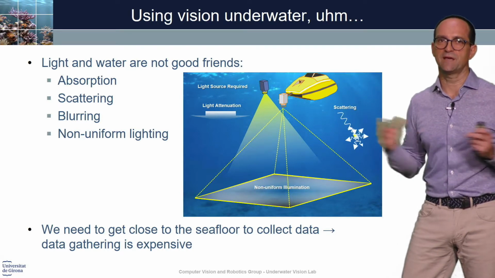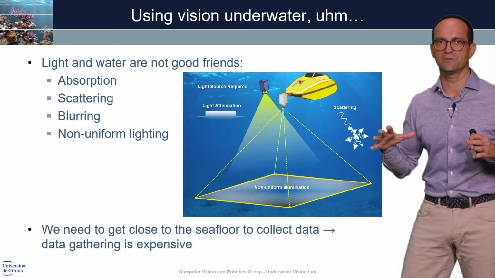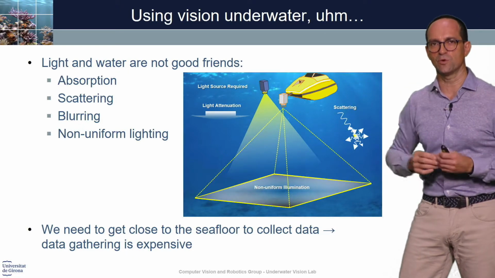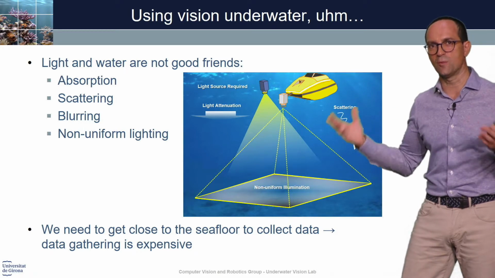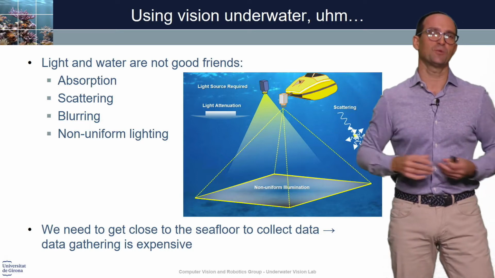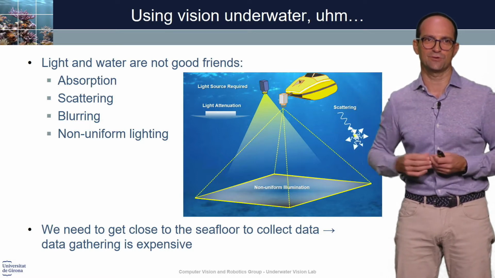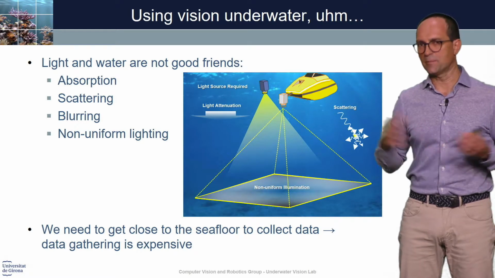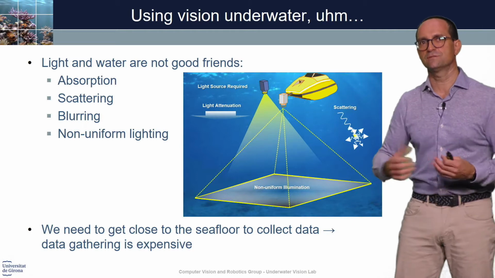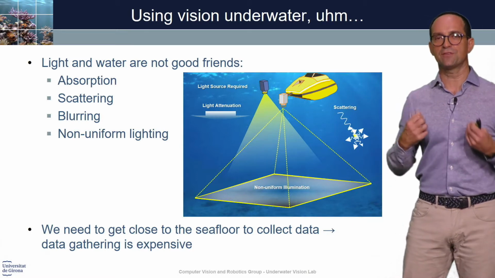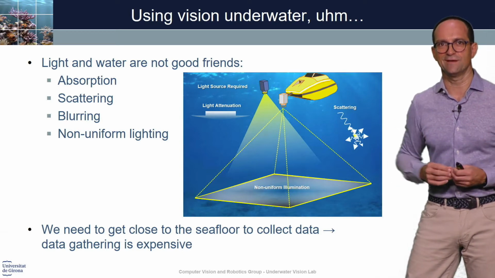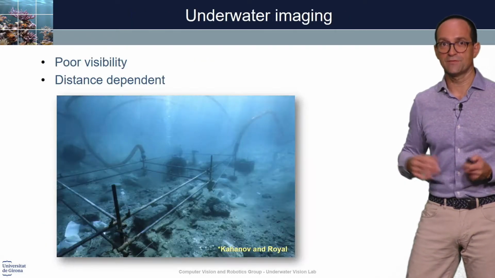And many times we need to add light to the system because the natural light is not reaching the scene that we want to picture, or some of these wavelengths might not reach it, and we need to add artificial light, and then this normally generates some sort of non-uniform illumination. And apart from this, as you see here, we need to get very close to the seabed to be able to gather data, and this means that data collection is quite expensive and quite time-consuming. So there are several challenges.